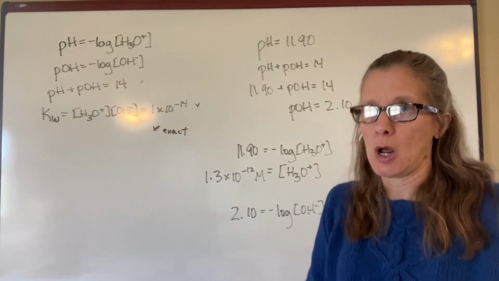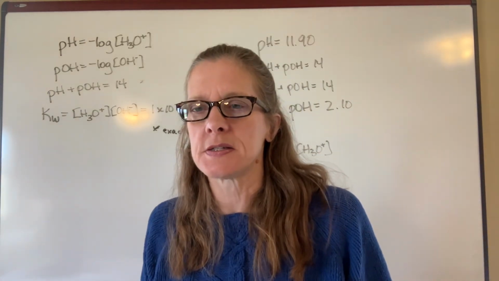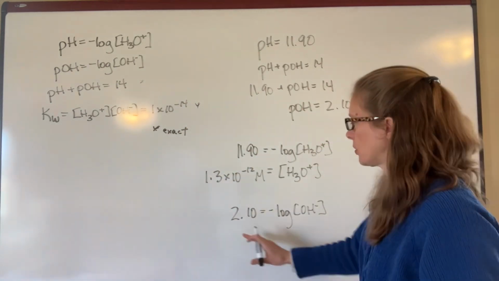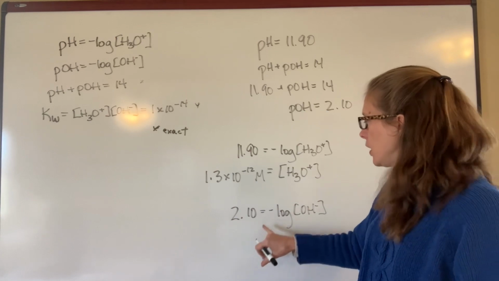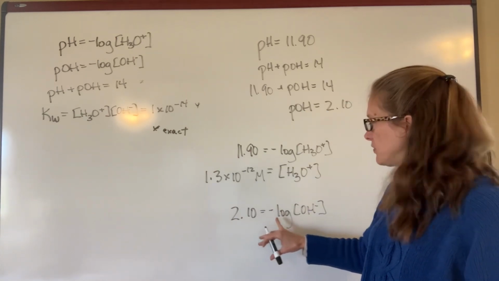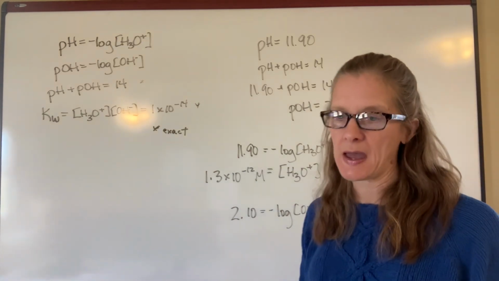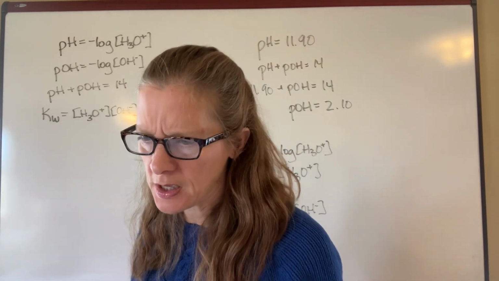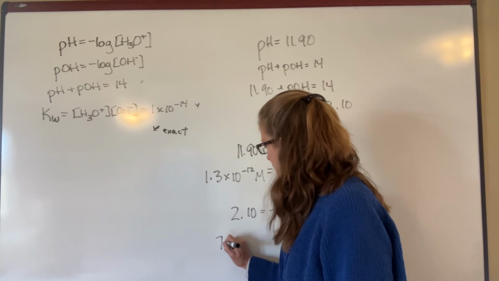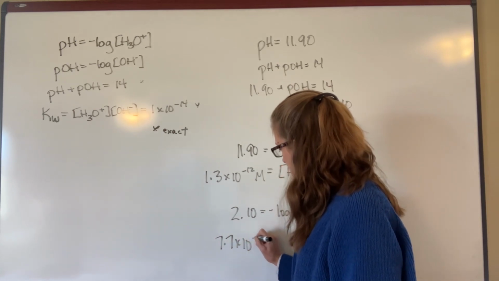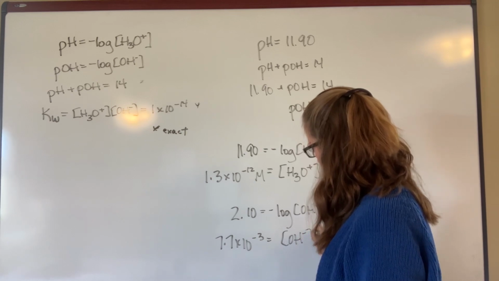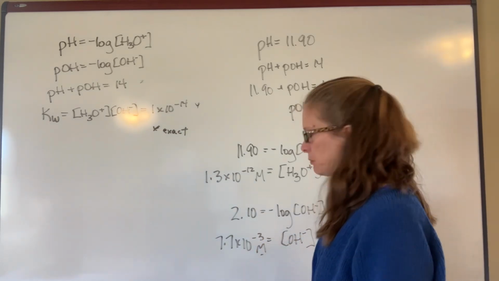For one thing, it's fewer numbers you have to type in, so you're reducing the chance that you're going to make any kind of an error. So again, you're going to type in 2.10, you're going to make it negative, and then you're going to take the inverse log of that. And so once you do that, you should end up with 7.7 times 10 to the minus 3 equals the hydroxide ion concentration, and that would be molar.